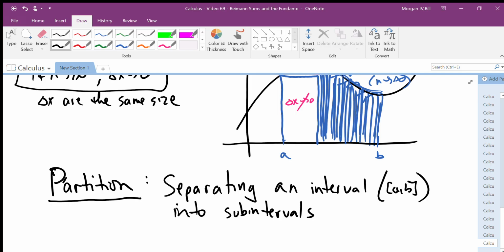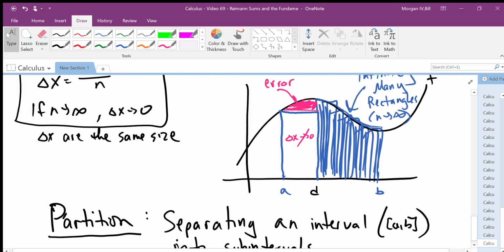If the way we partition this goes from a to b, and even though there are infinitely many, if from a to, say, call this d, if that never changes, if that width never goes to 0, we are still going to encounter error in getting the area under the curve. So it's not enough just to say we have infinitely many rectangles. We have to say that the width of every rectangle must go to 0. All right.